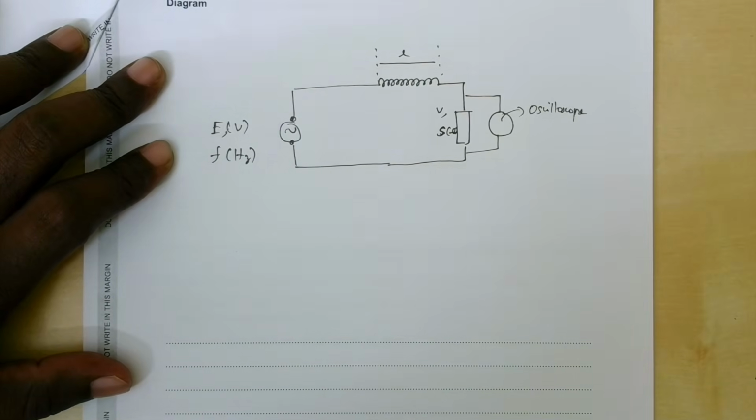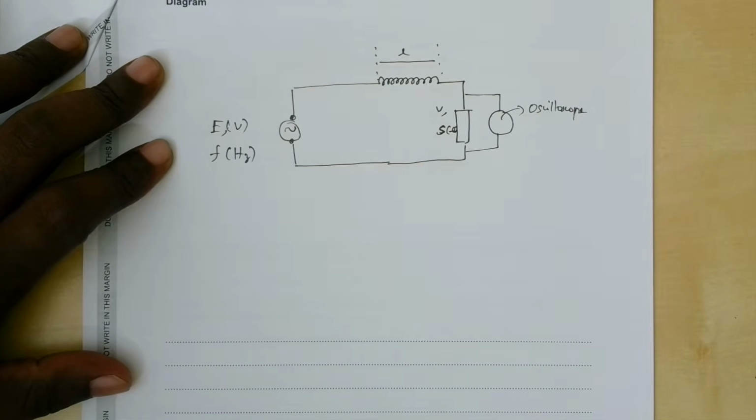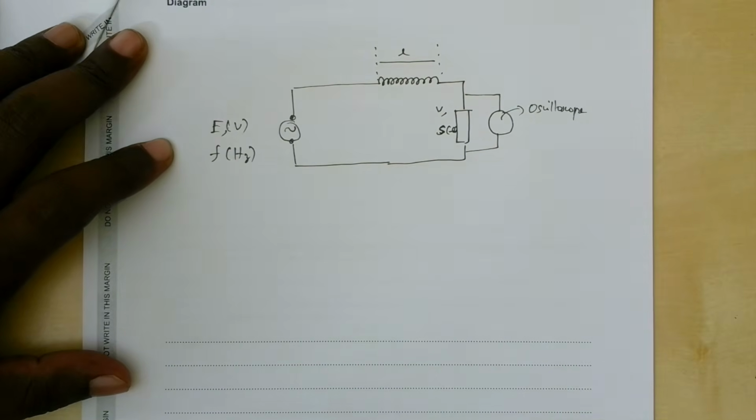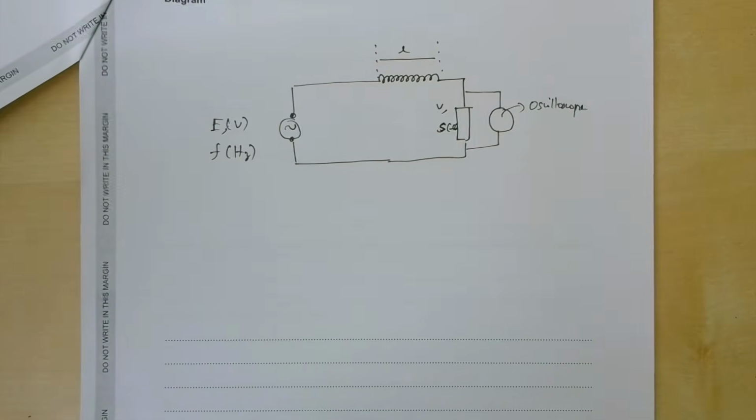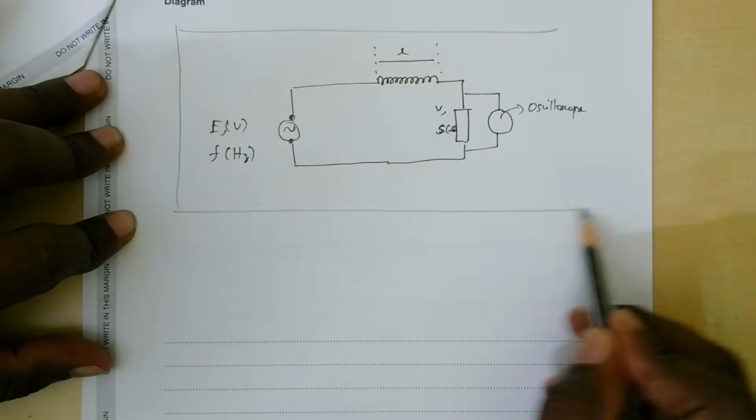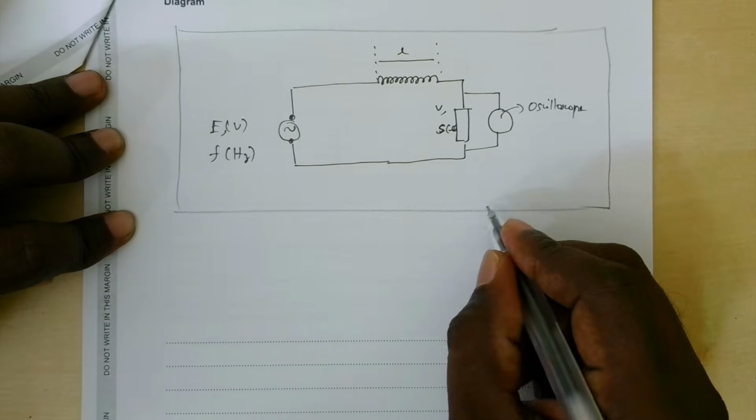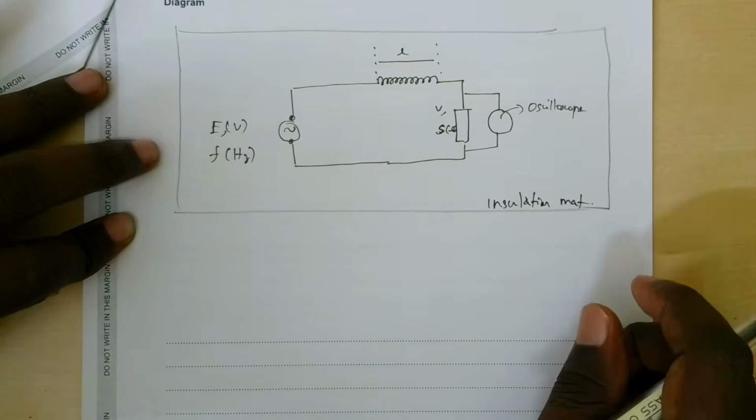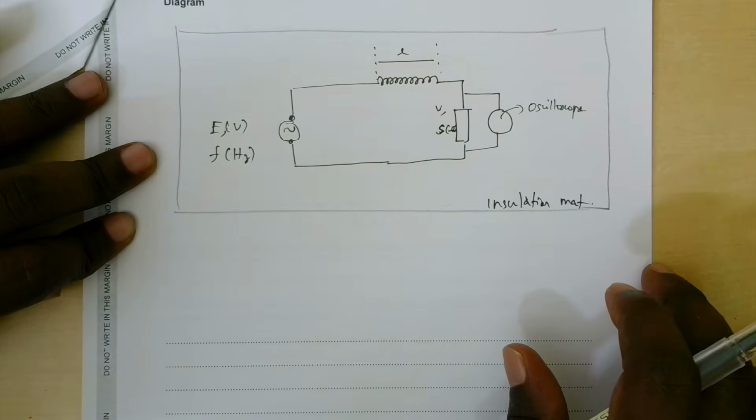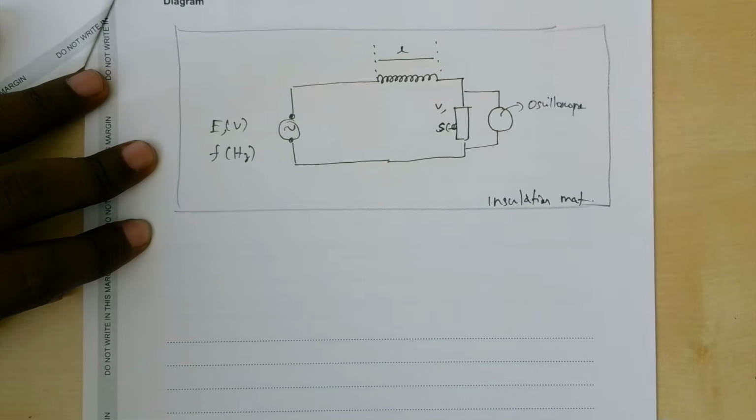Small symbols such as a variable resistor are very important, but the oscilloscope is not a problem. The entire thing is electric, right? So for safety precaution, you can just put an insulation mat. If it is something magnetic, then you will put non-magnetic material. Is it clear, sir? Yes.